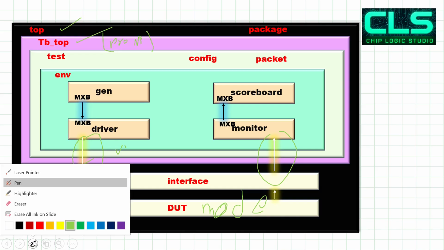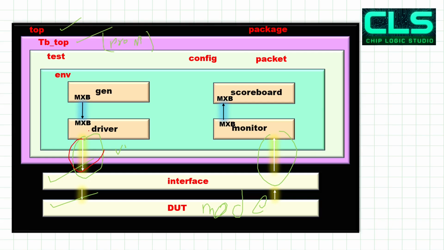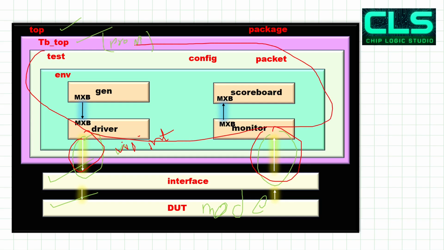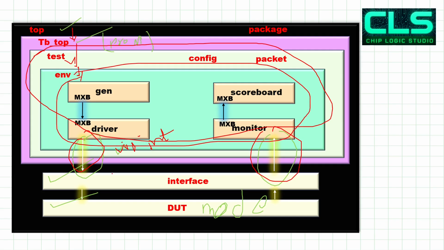This is our virtual interface, and a virtual interface is a pointer which will be created at runtime, because the test and all other components are classes, and these other things are in the static domain. So both communicate with our virtual interface. You need to understand that everything is inside one layer: top has a module, inside that is our program, which has our test, which has our environment, which has these four things, and interface and DUT are separate things.